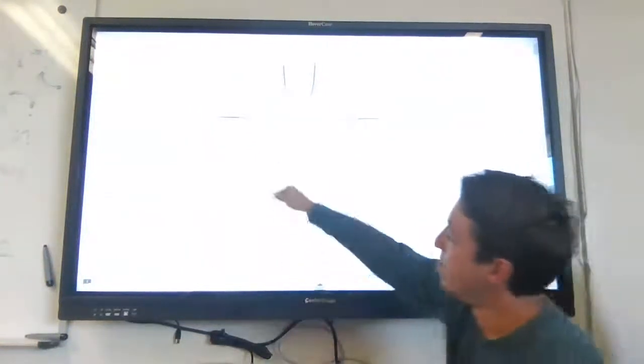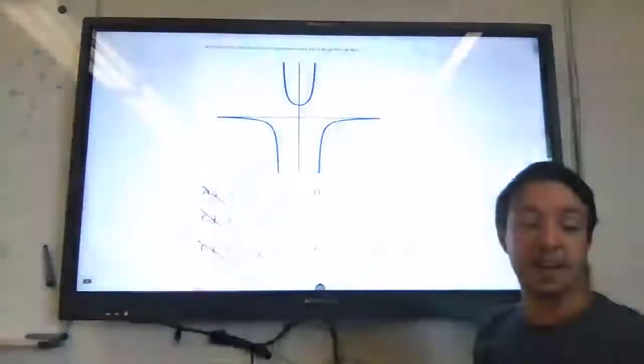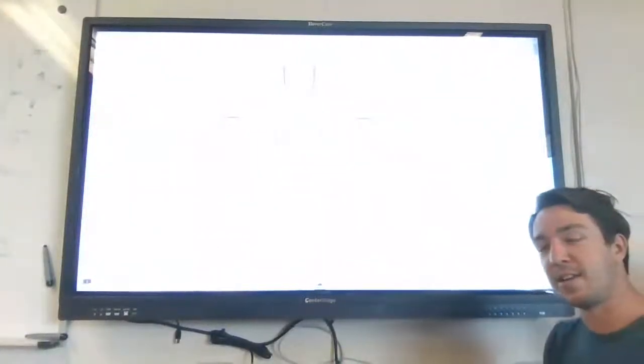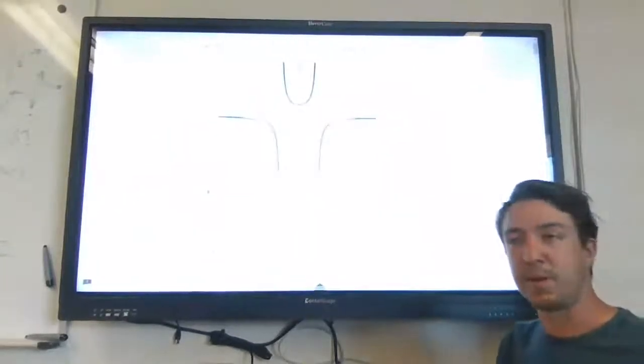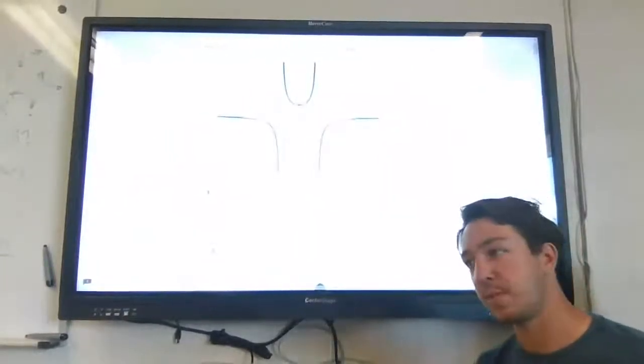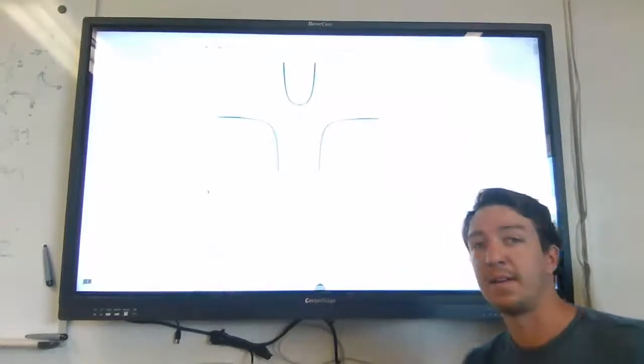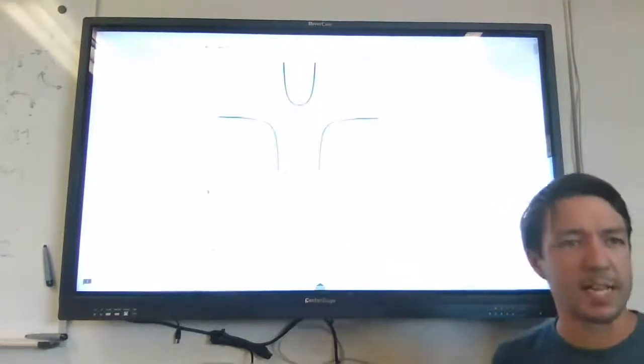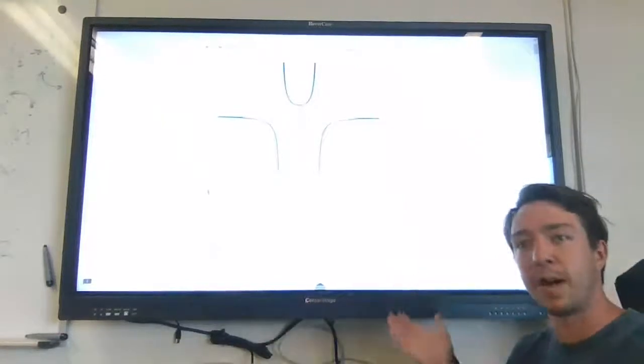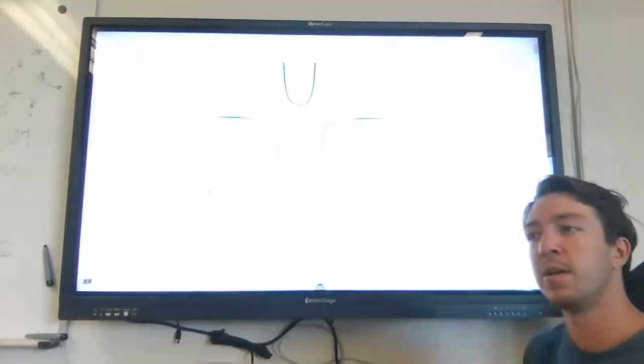Okay. Before I forget, the other class convinced me to allow a note card on this test. So you can bring one note card if you want with some notes. Things like, how do I determine the vertical asymptotes of a function? You figure out what x values make the bottom equal to 0.